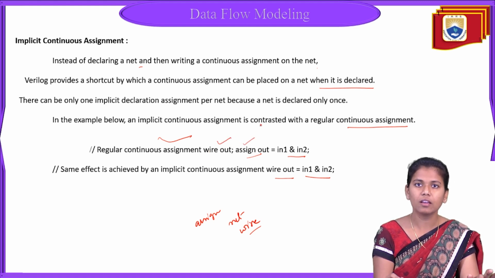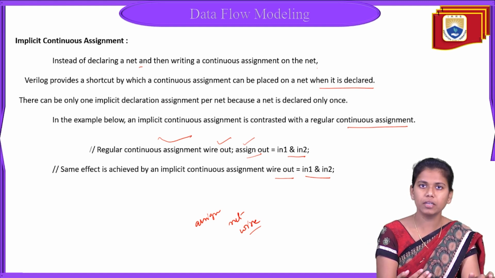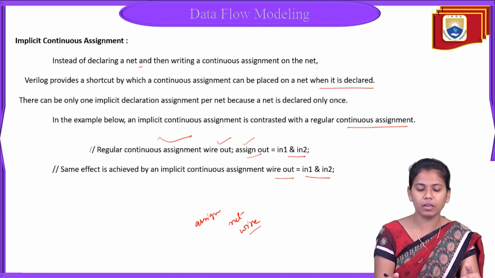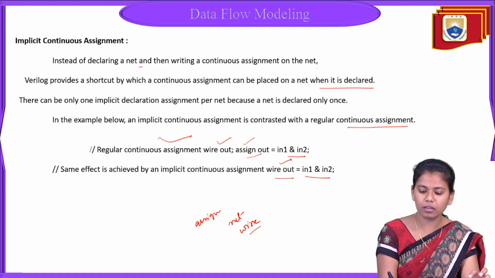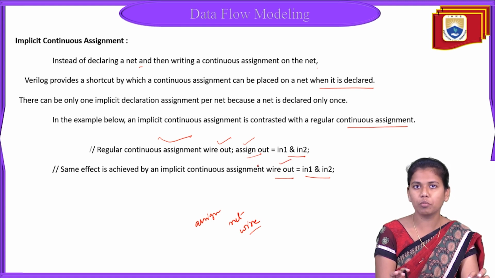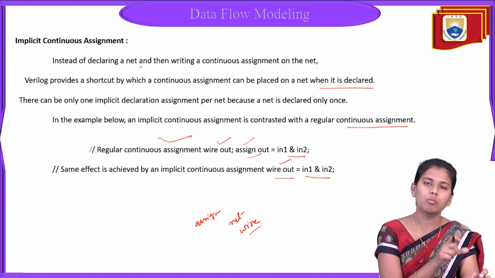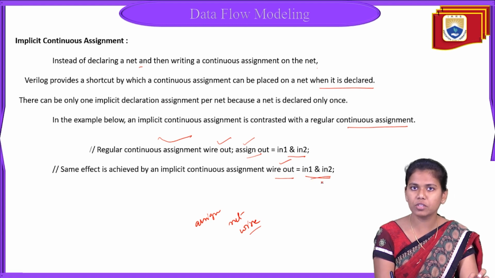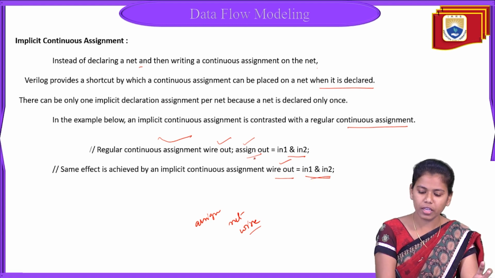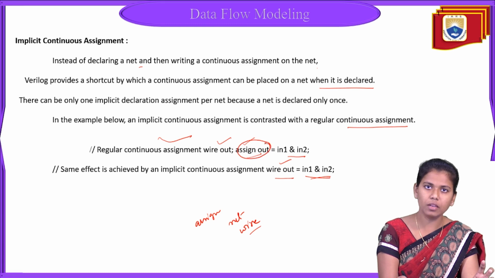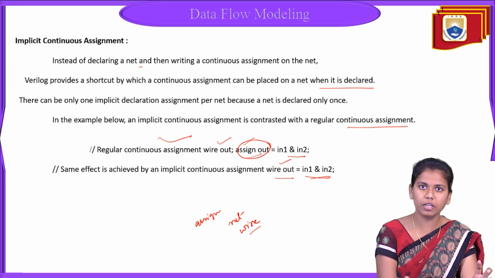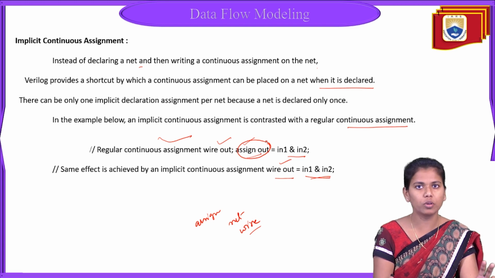Assign is a basic keyword used to implement continuous assignment statements. The implicit continuous assignment is something different, where you will not use the keyword assign. Simply, you will write the wire out, with the individual inputs in one and in two. In the normal continuous assignment you see assign out, but in the implicit continuous assignment you won't see any assign out. You see only the wire out.